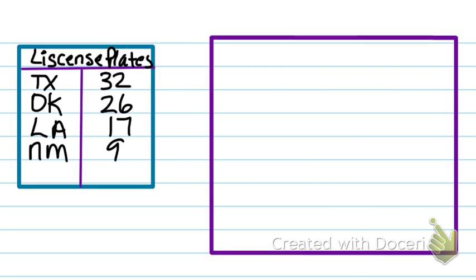Okay, we're going to use this data here to create a bar graph. This is data where someone observed the license plates in a parking lot. Of course, we're in Texas, so it would make sense that most of them were from Texas. We're right next to the Oklahoma border, so it makes sense that we have quite a few from Oklahoma, close to Louisiana, and just a few from New Mexico. So we are going to use this data to create a bar graph. So you'll need to copy this data into your journal. And then we're just going to start with a big box like that. We're going to use that box to create our bar graph.